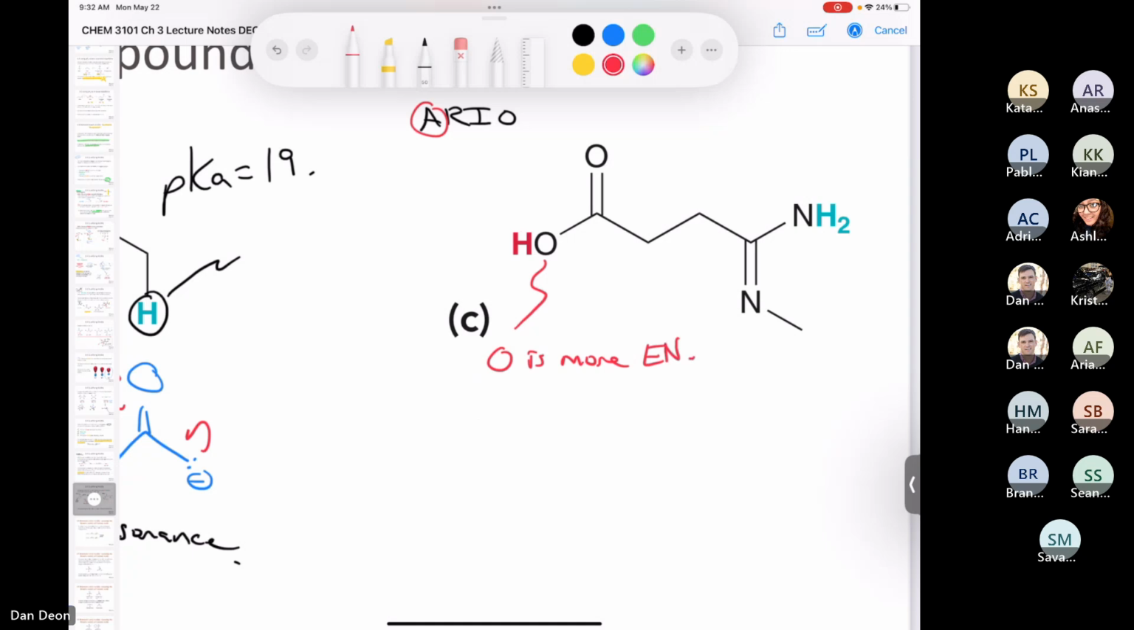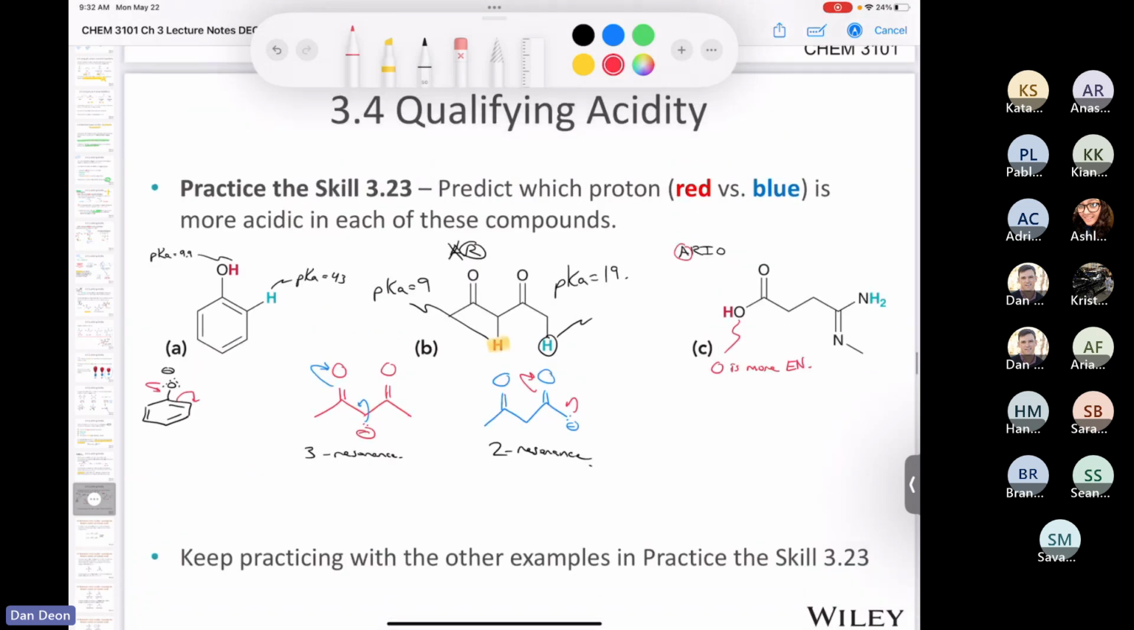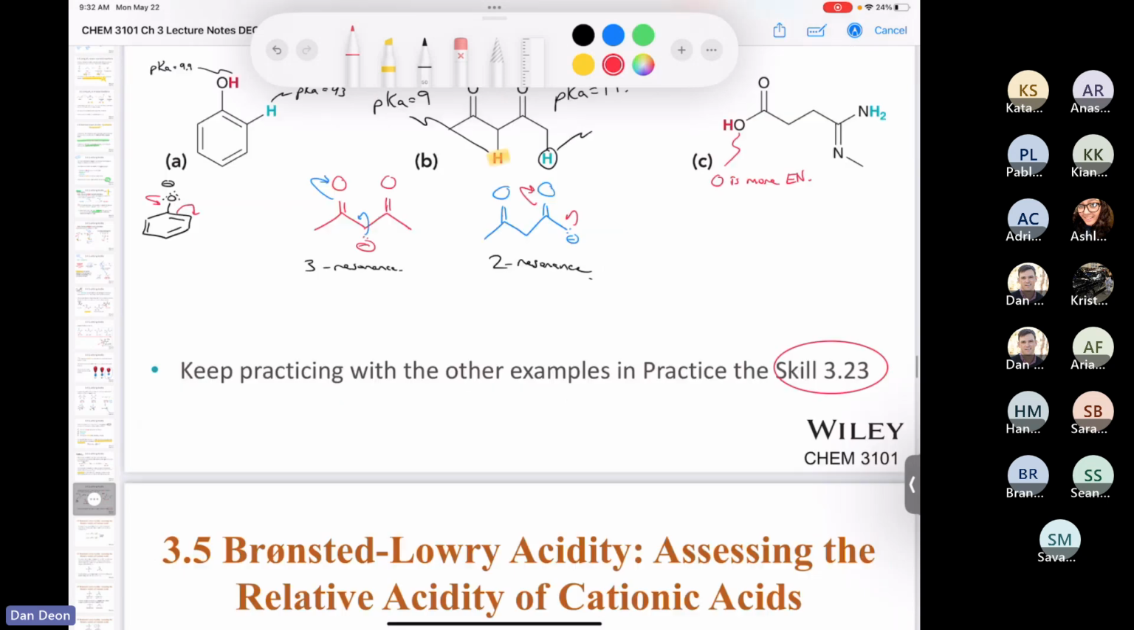And I recommend that you keep trying with this, practice the skill 3.23. Keep going, keep working through them. You can see that sometimes you use pKa, sometimes you use ARIO. I can even ask you the exception, right? So all these things are pertinent moving forward in the class.